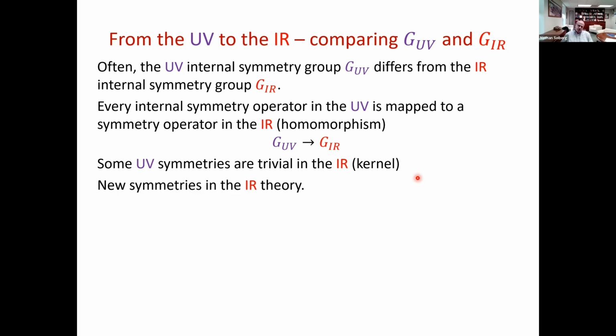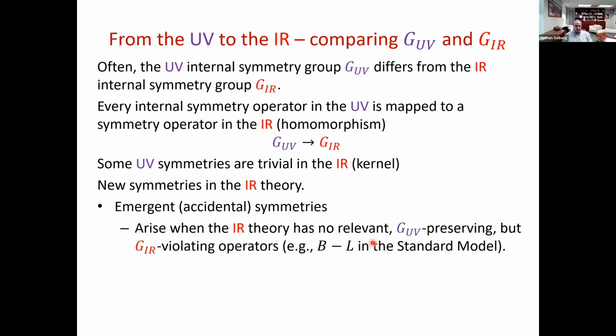However, more interesting for us is that there might be new symmetries in the IR that do not originate from the UV. And they usually come under the name emergent symmetries or accidental symmetries. In condensed matter physics, they use the word emergent. In high energy physics, they use the word accidental. They mean the same thing. Personally, I think the word accidental is more appropriate for reasons that will soon be clear.